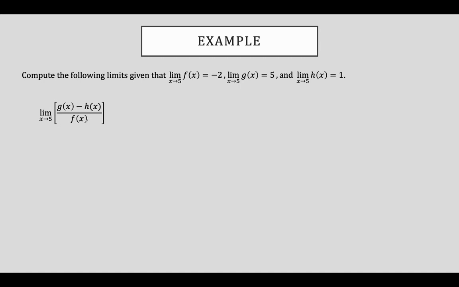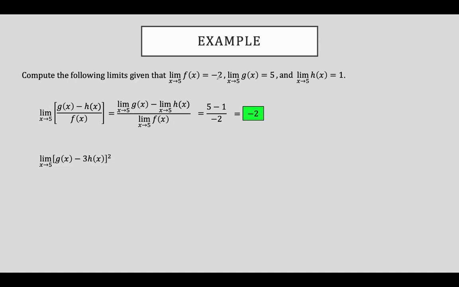Evaluate the limit of each component individually. In other words, we have the limit of g of x minus the limit of h of x divided by the limit of f of x. Well, the limit as x approaches 5 of g of x, that's equal to 5, minus the limit as x approaches 5 of h of x, that's equal to 1. We have 5 minus 1 in the numerator, divided by the limit of f of x as x approaches 5, which is -2. 5 minus 1 divided by -2, 4 divided by -2 gives us -2 for our final answer.